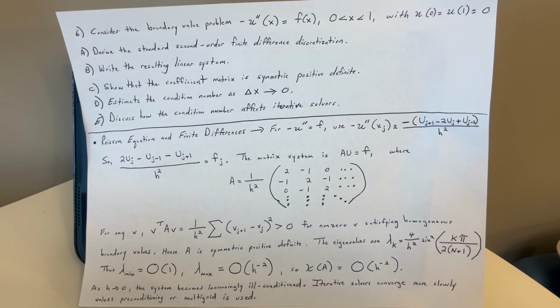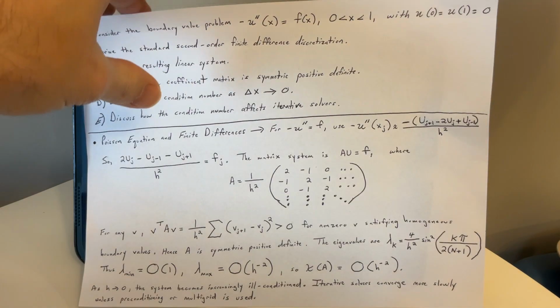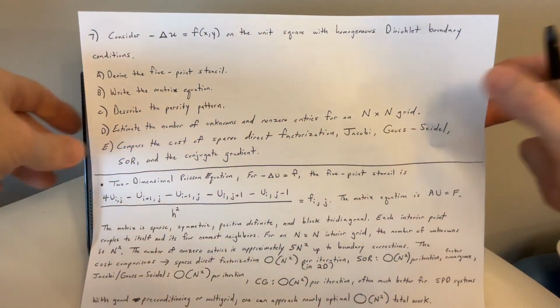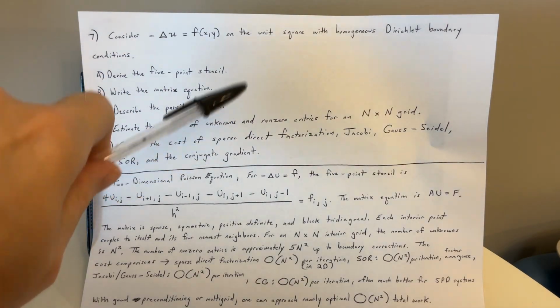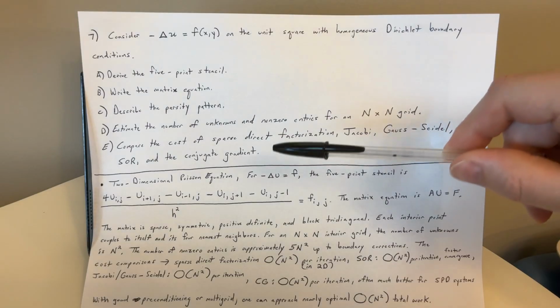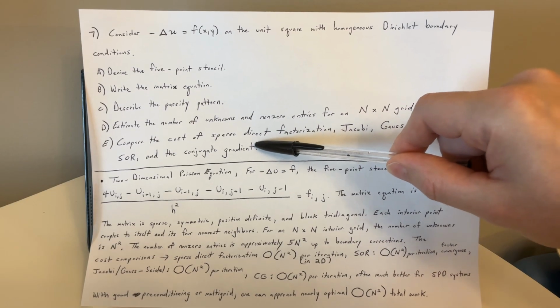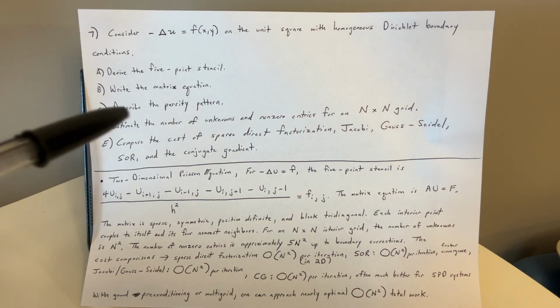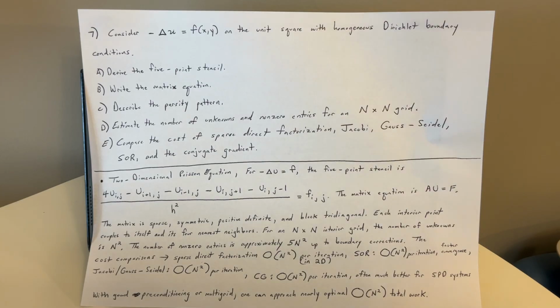Okay, and now from here, number 7, that's number 6. Okay, number 7, consider the following: negative delta u equals f of x, y on the unit square with homogeneous Dirichlet boundary conditions. Parts A, B, C, D, and E, respectively: derive the 5-point stencil, write the matrix equation, describe the sparsity pattern, estimate the number of unknowns and non-zero entries for an n by n grid. E, compare the cost of sparse direct factorization, Jacobi, Gauss-Seidel, SOR, and conjugate gradient.